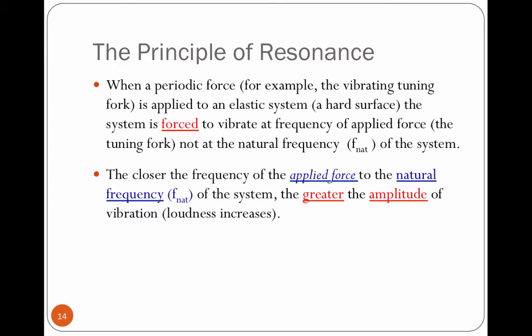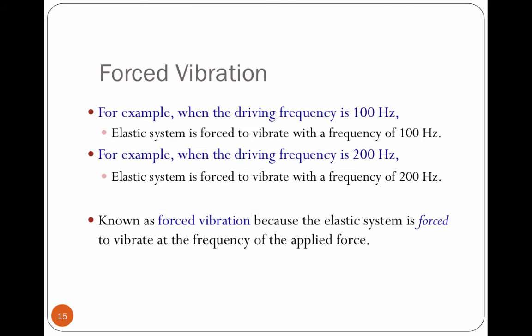When a periodic force is applied to an elastic system, the system is forced to vibrate at the frequency of the applied force and not the natural frequency of the system. The closer the frequency of the applied force to the natural frequency of the system, the greater the amplitude. So if I were to hold a metal tuning fork to a metal table, we get greater resonance than if I were to hold a metal tuning fork to a wood table, because the wood and the metal are different. The metal and the metal are closer.